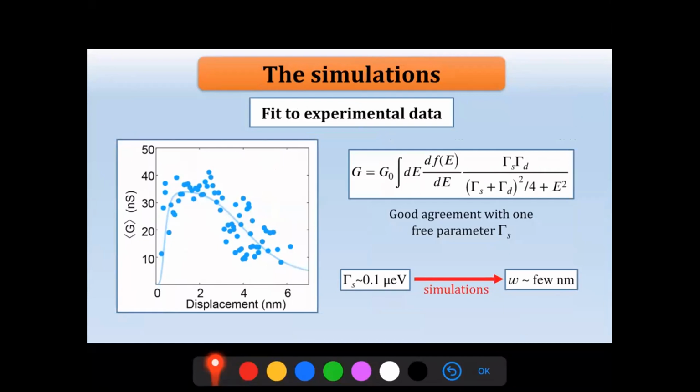And we see that we have a very good agreement, although the fitting is done with one free parameter, the gamma S, that is the electronic coupling to the source. From the fitting, we obtain this value to be of around 0.1 microelectron volts. And from the calculations of islands with different connection widths, we can estimate that the island is connected to the source via a neck of a few nanometers.